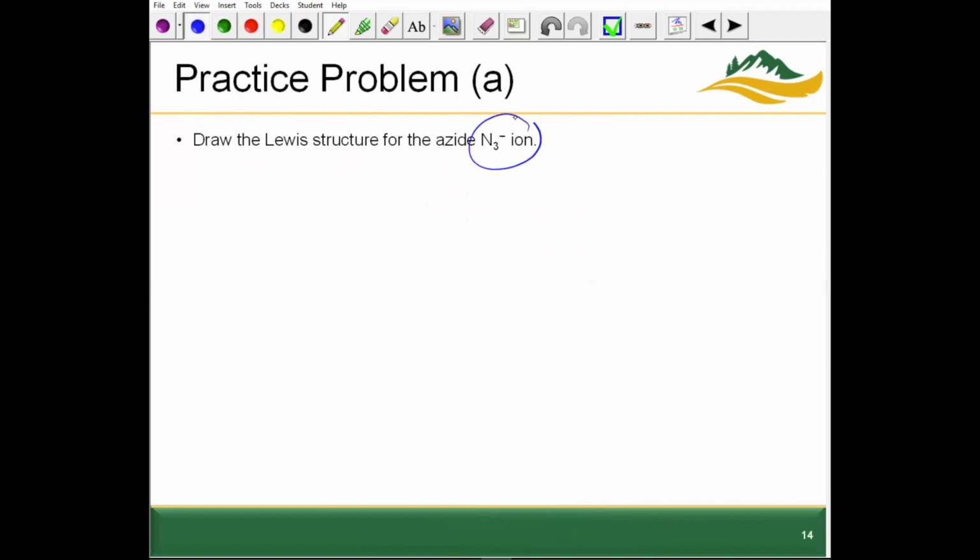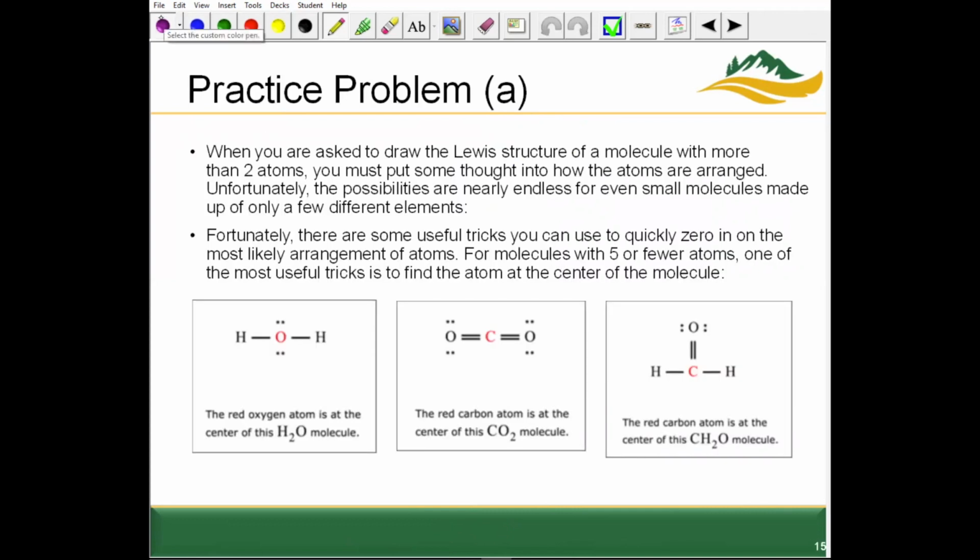So let's draw the Lewis dot structure for N3- or an azide ion. For this ion we're going to draw, that is 3 different nitrogen atoms with a -1 charge. Those are all the same atom, but when we're asked to draw Lewis structures of a molecule with more than 2 kinds of atoms, we must put some thought into how the atoms are arranged. There's generally a lot of different possibilities for how those atoms are arranged, but we can think about some helpful tricks.